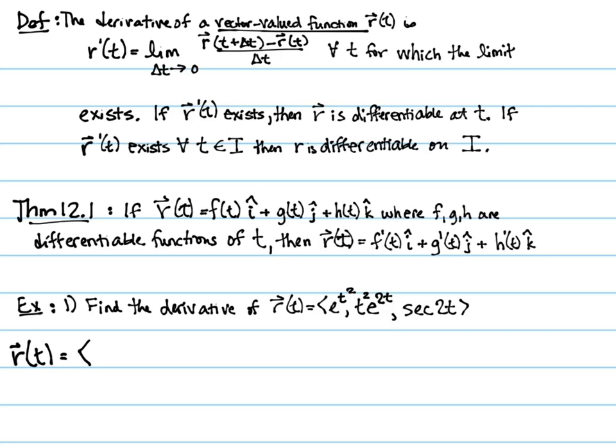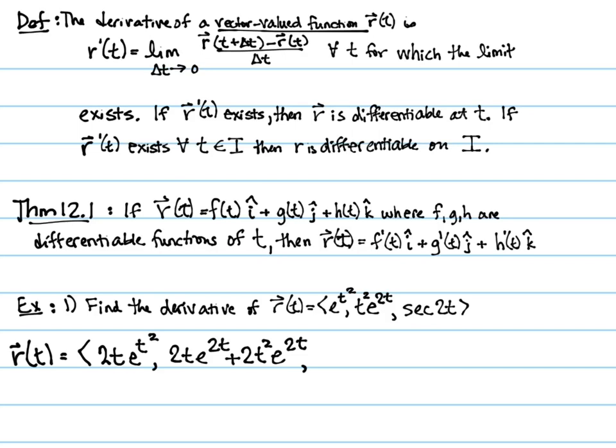All right, so what's the derivative of e to the t squared? Monica said 2t. That's part of it. What's next? 2t e to the t squared. Our j component, t squared e to the 2t: 2t e to the 2t plus 2t squared e to the 2t. And that's it. Are you good with that one?